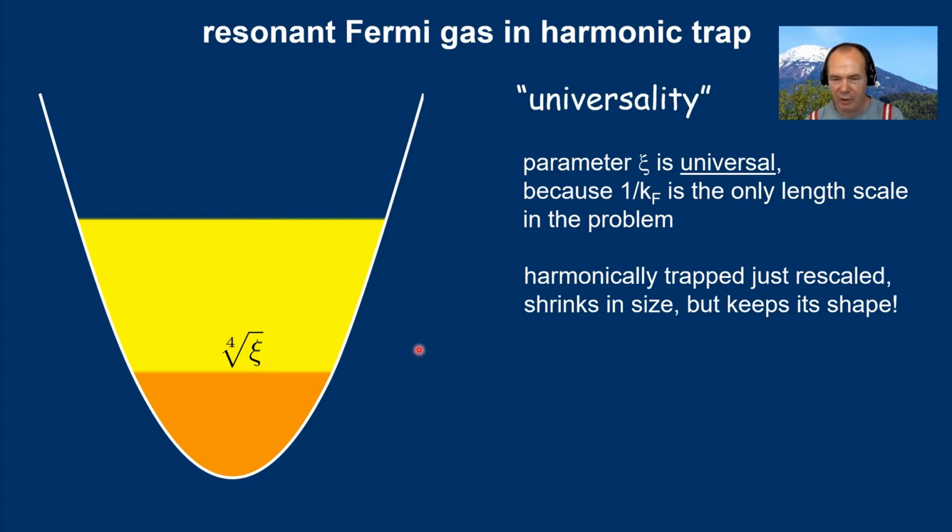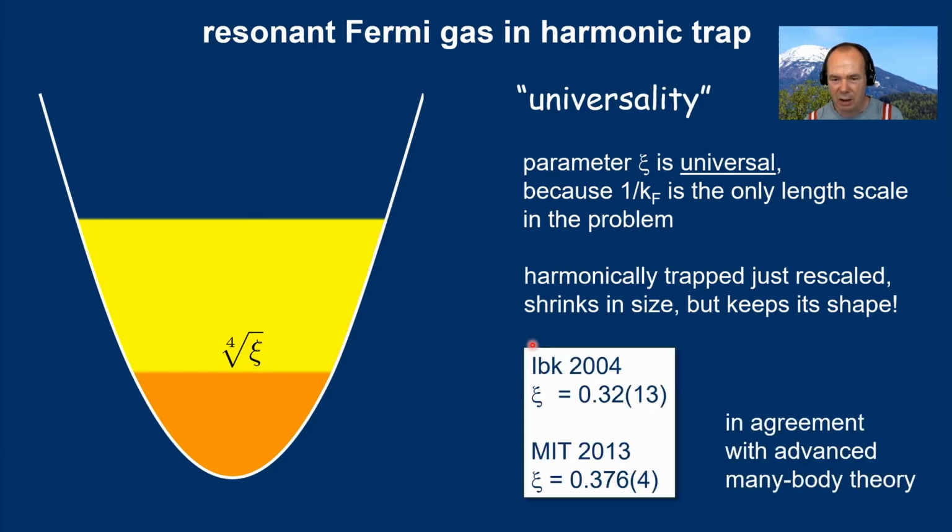So in a harmonic trap, these gases again rescale, shrink in size, and keep their shape. In Innsbruck, we determined one of the early values, 0.32, with a very large error. The best value now on the market is a measurement from MIT, which is this number here. And this turns out to be in agreement with very advanced many-body theory on this Birch parameter. So there was a lot of discussion and a lot of work just to get this single parameter right, which is highly non-trivial. Okay, so this is the resonant Fermi gas.